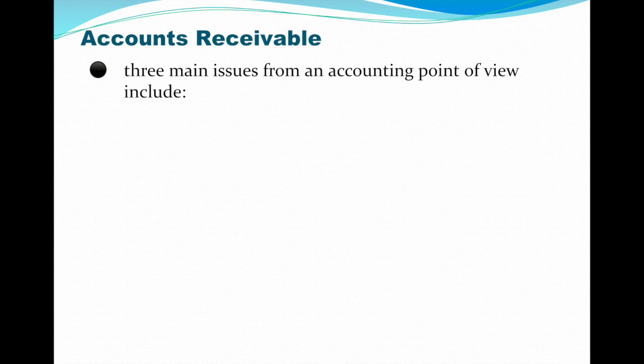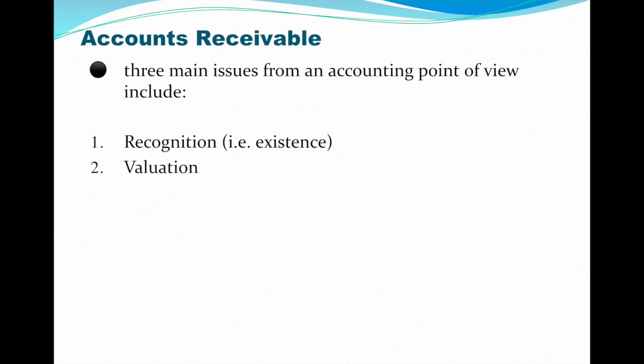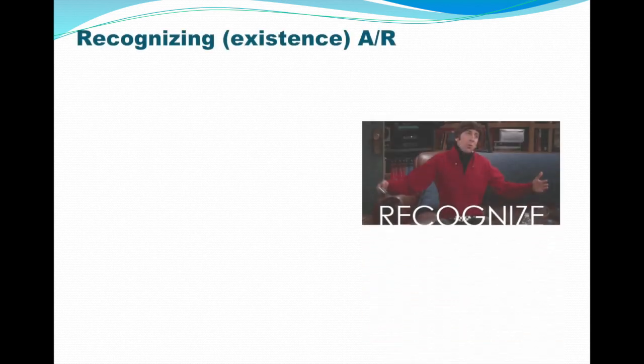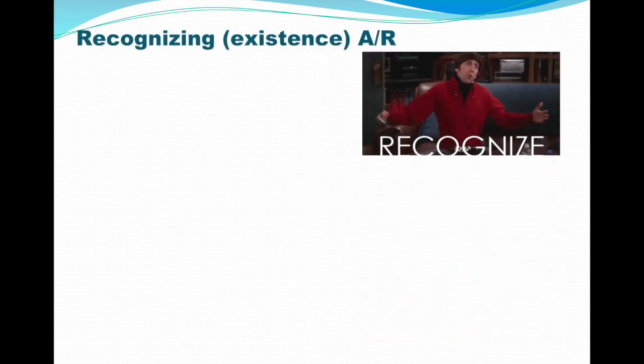Okay, so the three main issues from an accounting point of view are one, recognition, two, valuation, and three, disposition. And we're going to go through what those are. We're going to start with recognizing AR.